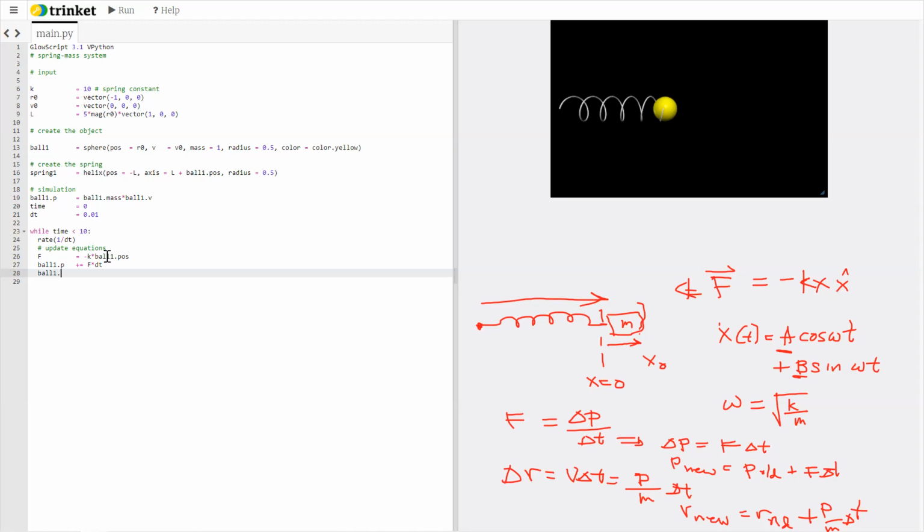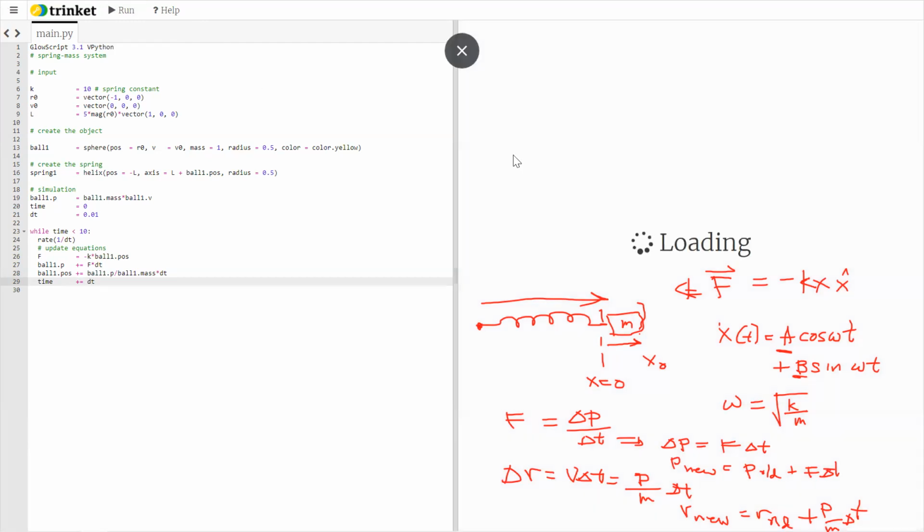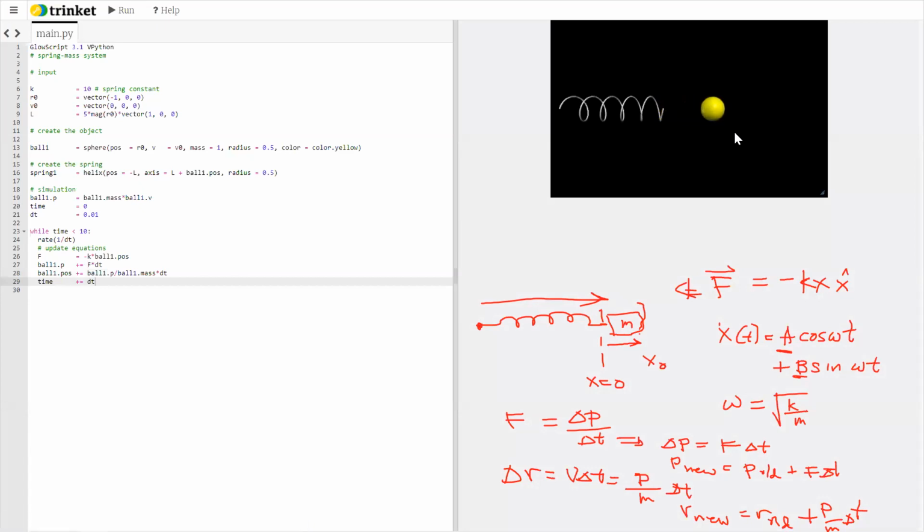Ball 1 dot pos plus equals ball 1 dot P divided by ball 1 dot mass times delta t. And for the time step, time plus equals dt. So that's for the ball's motion.